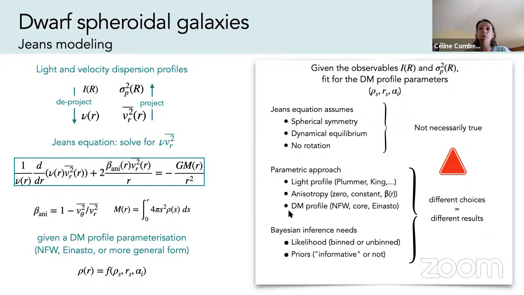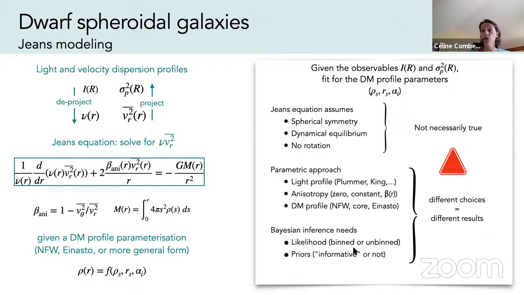In a parametric approach, you have potentially a lot of parameters. Yes, you have the parameters of your dark matter profile, but you also need some parametric form for the light profile. The one I swept under the rug here, the anisotropy, is also potentially a complex parametrization that depends on the radius. And finally, you want to put all this, say, in a Bayesian inference framework.